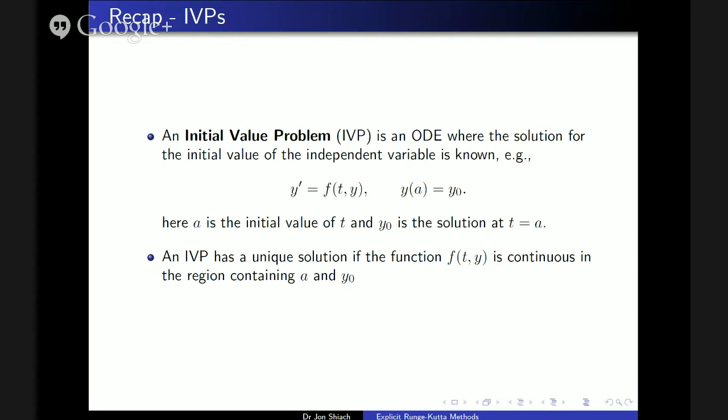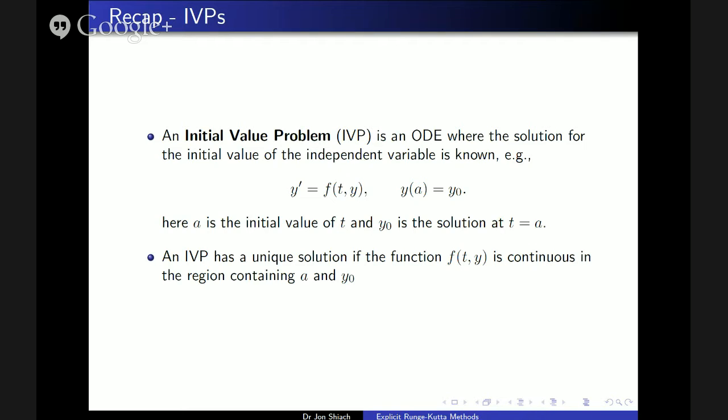This brings us on to an initial value problem. This is the main type of problem that we solve using ODEs. An initial value problem is where we know the value of the function y at the initial value of t. If we have the 1st order ODE, a 1st order derivative equal to some function of t and y, and we know the value of y at the initial value of t, where a is the initial value of t, that's some value. This is called an initial value problem.